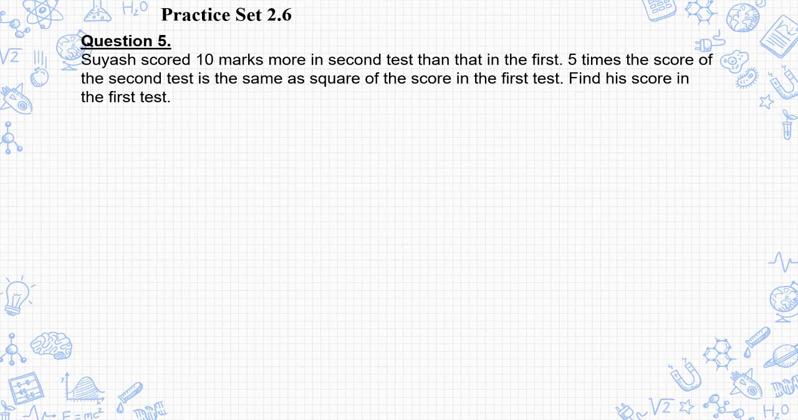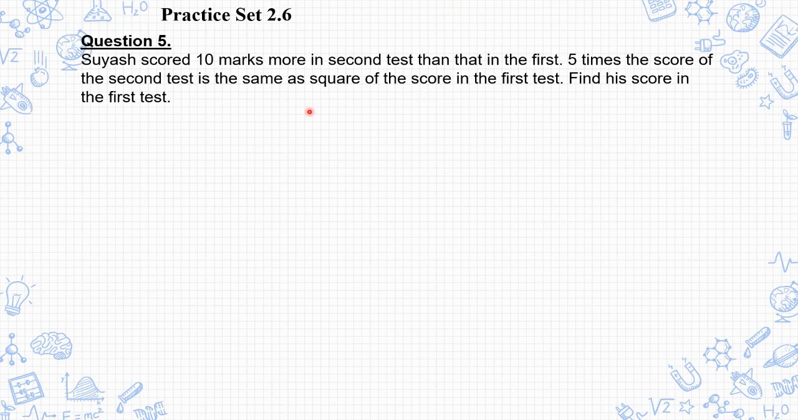Practice set 2.6. This is the fifth sum. Suyash scored 10 marks more in the second test than that in the first. 5 times the score of the second test is the same as the square of the score in the first test. We have to find his score in the first test.